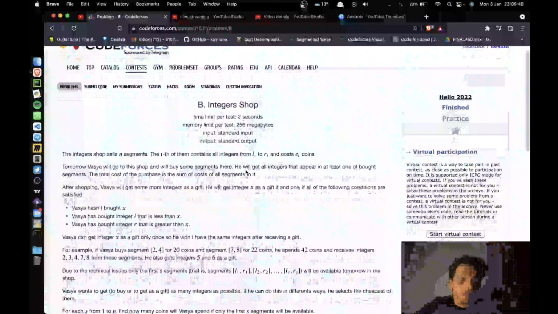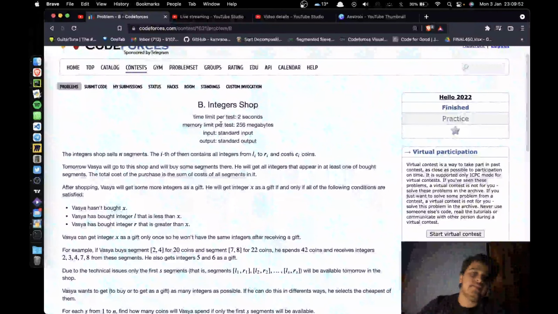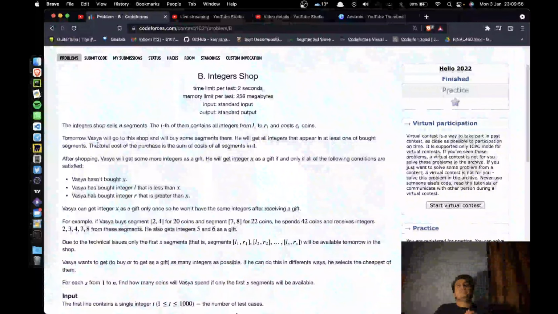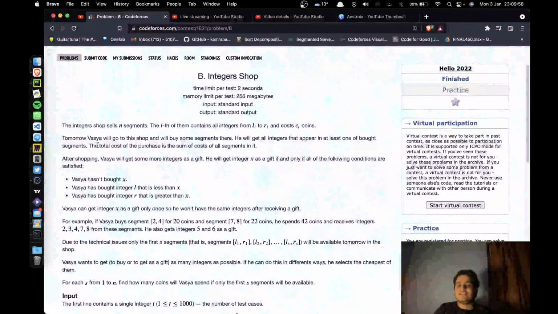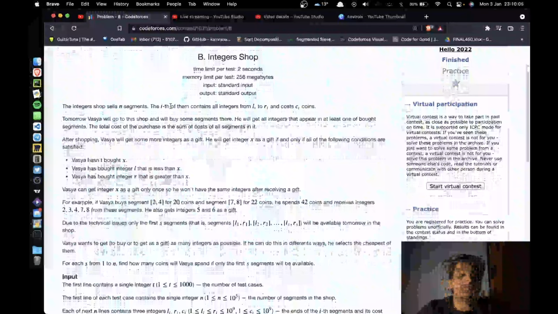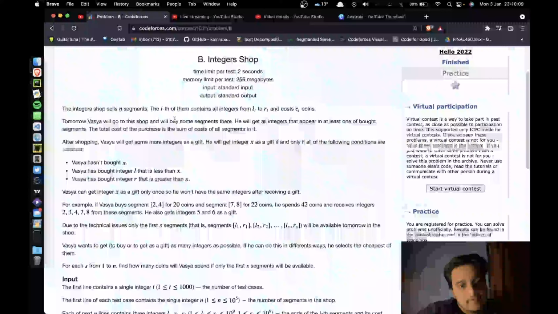Yeah, so it's the Hello 2022 problem B, Integer Shop. So this was the problem statement. This is actually quite an interesting problem. I just understood it after reading the codes of my friends, so I'll explain it to you really fast. So I have an integer shop.